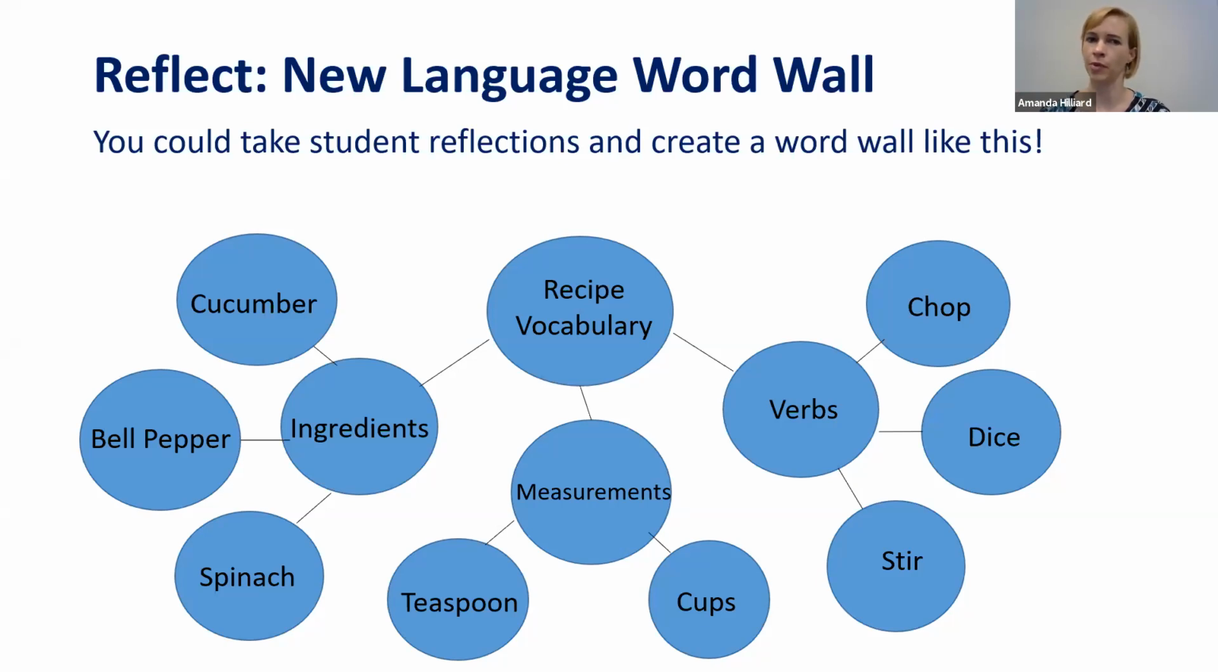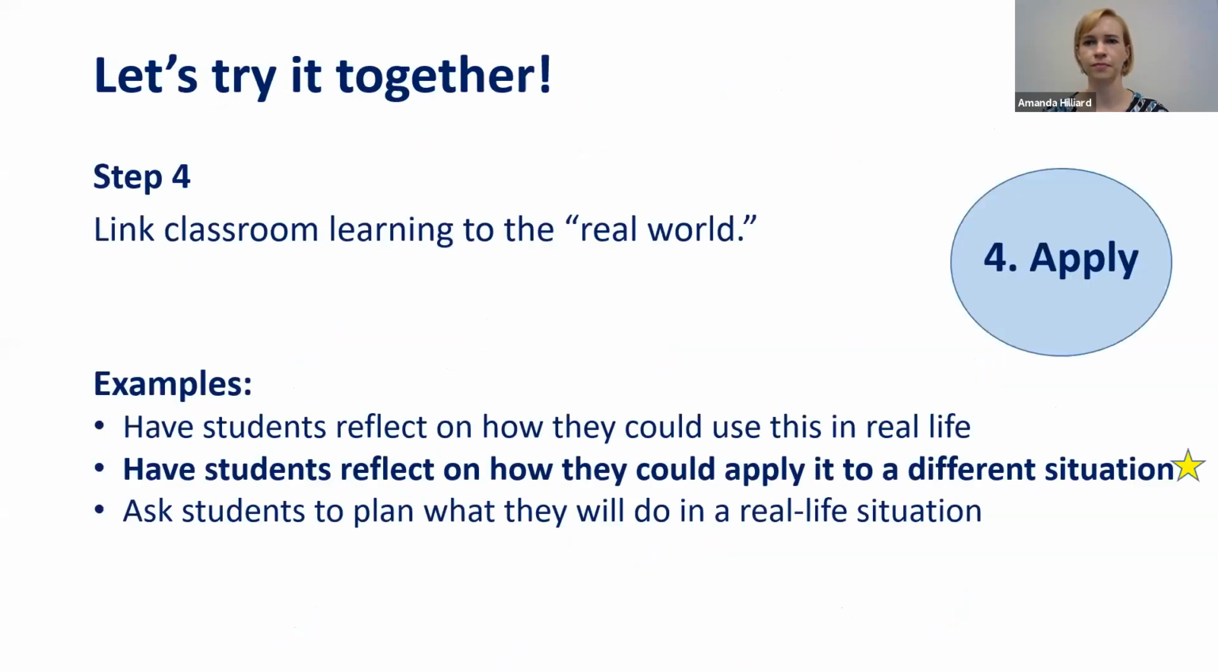So far we've prepared the students, we've done the activity, and we had them reflect on the new language that they learned. Let's go to step 4. The last step is to link the classroom learning to the real world. As with the other steps, there are many different things that you could do. You might have students reflect on how they could use these imperatives in real life. You might have them reflect on how they could apply it to a different situation. You could ask the students to plan what they will do in a real life situation so that they can more easily transfer it to a situation outside of the classroom.